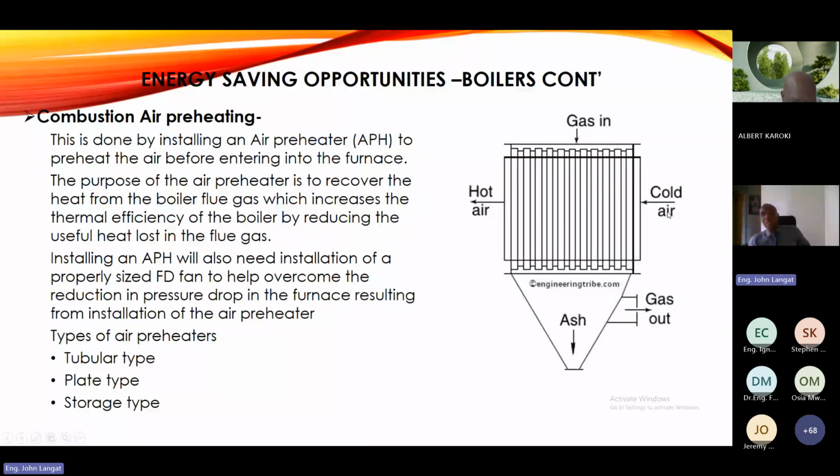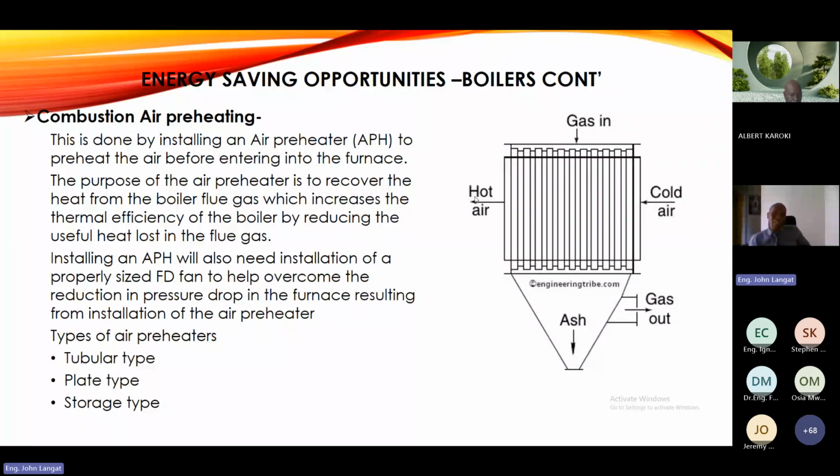You find that cold air comes in, then on a right angle flow, flue gases come in here. This is sort of a heat exchanger. So the cold air picks up heat, the flue gases give out heat, then it goes out at a higher temperature. You've seen temperatures coming in here at 23, leaving here at around 70. So you see that's a lot of efficiency savings in terms of fuel consumption.